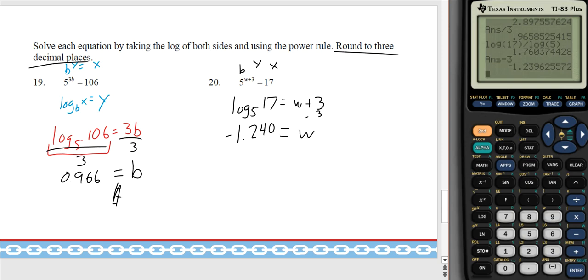Right? So strategies: can I evaluate anything, changing the form, and then using various logarithmic properties if needed. I hope that was helpful, so that you are better prepared for your upcoming quiz.